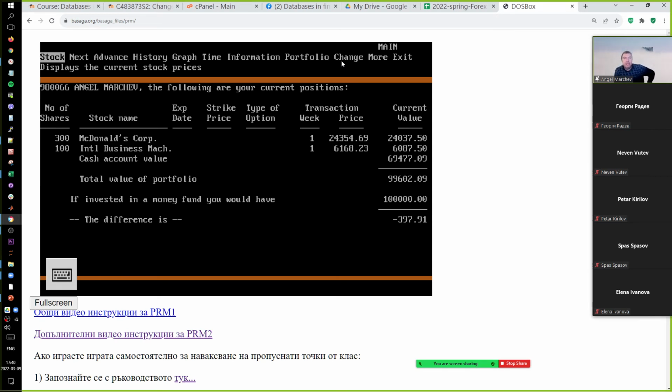And we can see that we have already some shares, 300 from McDonald's and 100 from IBM. And you can see that our portfolio position is currently 99,602, and if we had invested in a money fund, we would have 100,000, and so far we are losing. The difference is minus 397. So how come we are losing? Why did we lose money making the transaction? Any ideas? You should have an idea here.